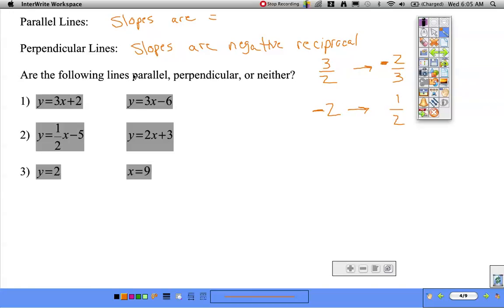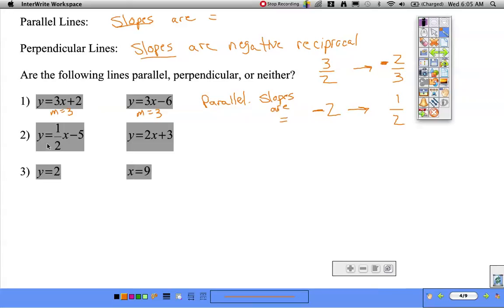So are the following lines parallel, perpendicular, or neither? We want to look at slopes. Well, number 1, these are in y equals mx plus b, or slope-intercept form. This one has a slope of 3. This line also has a slope of 3. These are parallel because the slopes are equal.